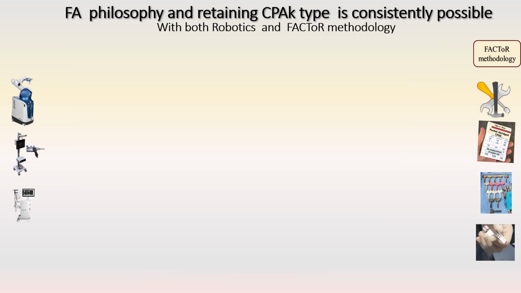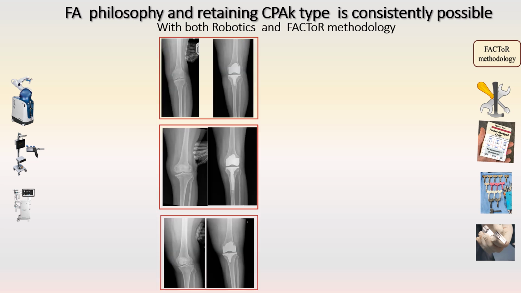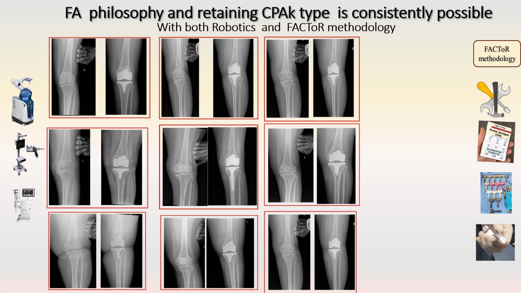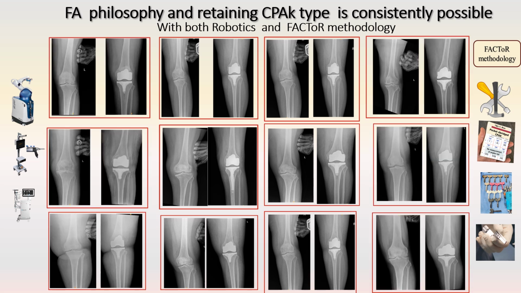We have now shown in detail how one can adopt an FA philosophy and retain the CPAK type consistently in all patients with both robotics and factor methodology. You can see some examples here. The pre-op CPAK has been consistently reproduced post-surgery, and all these patients are well balanced in extension. They have equal space medially and laterally. You can see further examples of the same, and we have done hundreds and hundreds of these.